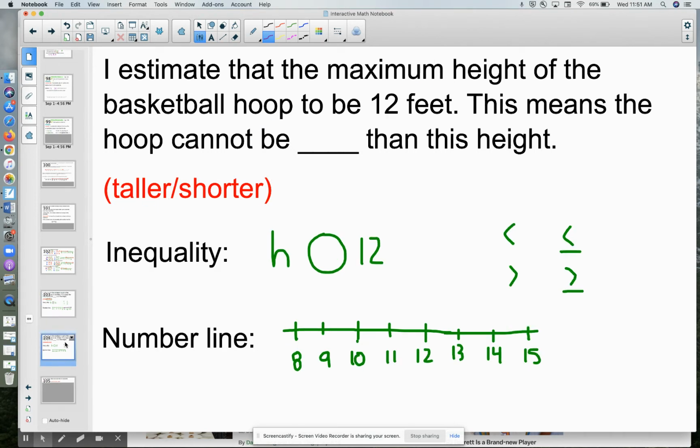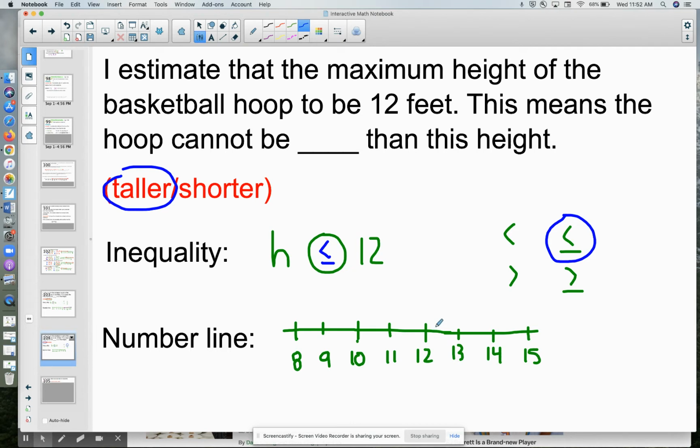Okay, how about the next one? Take a look at this. Go ahead and pause it. Try to see if you can guess, and it's okay if you got the wrong answer. Ready? So the maximum height is 12 feet. That means the hoop cannot be taller than this height. So again, the word maximum. The height is less than or equal to 12.